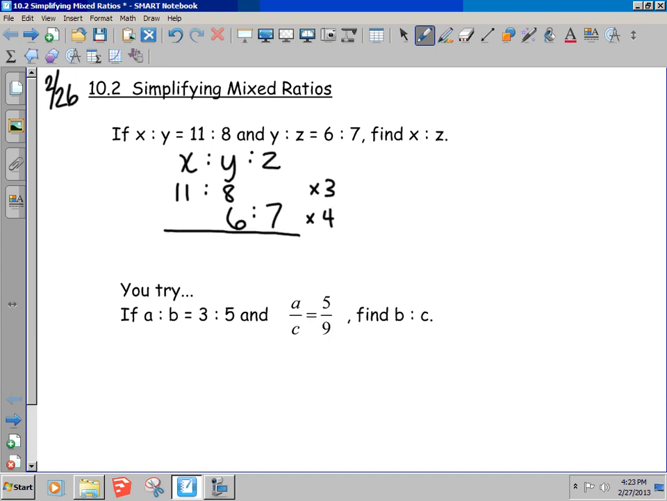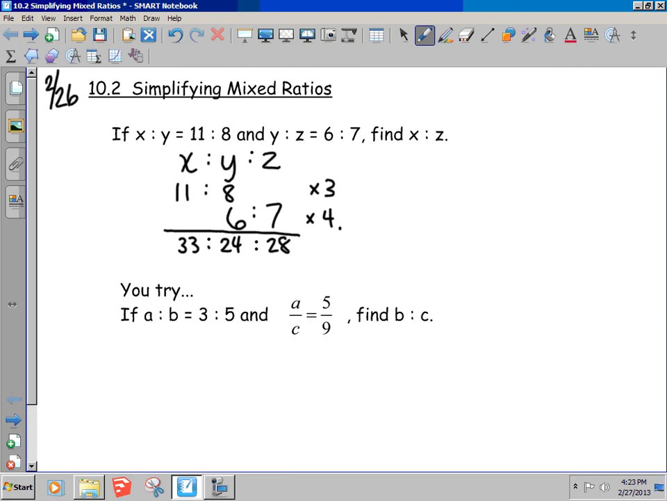What happens is I get equal sized pieces then for my y. So x will be 33, because 11 times 3 is 33. And 8 times 3 is 24. And you can see from the second part of the ratio, when I multiply y by 4, I get the 24 I already have. And the 7 by 4, I get 28. So my ratio of x to y to z is 33 to 24 to 28.